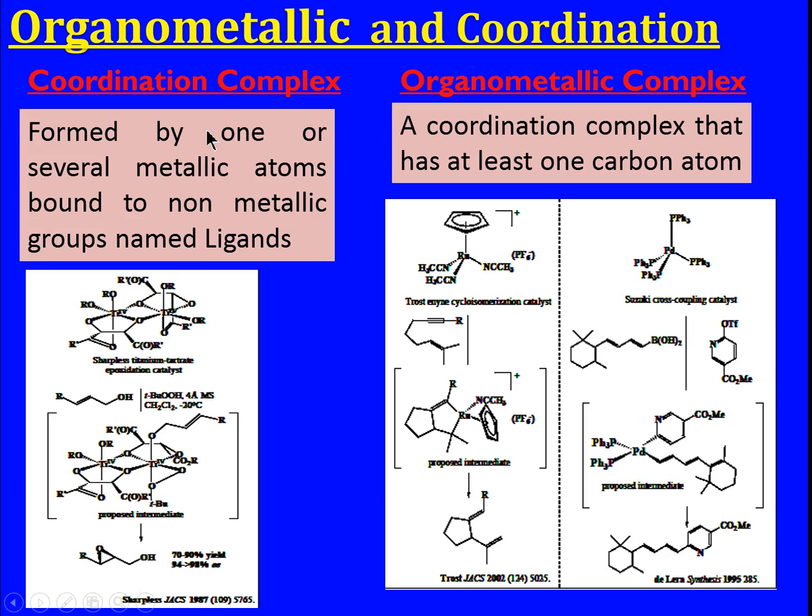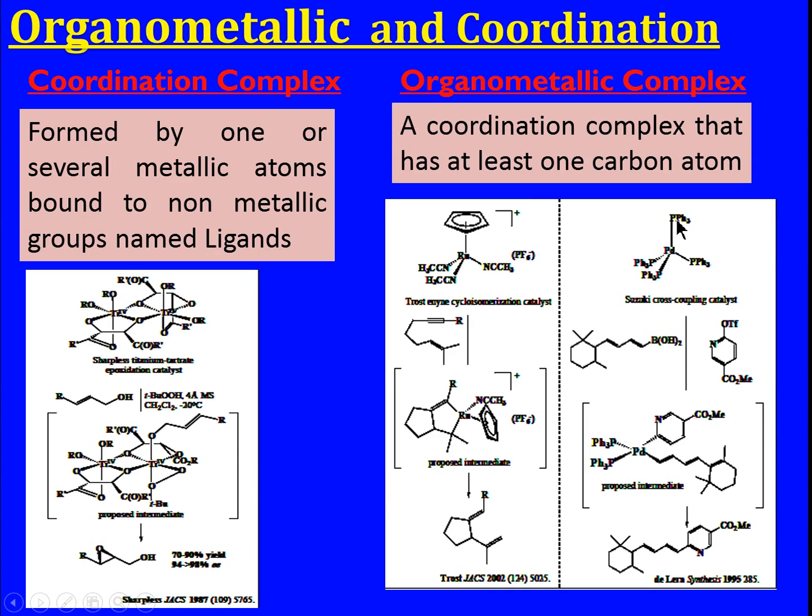If I take, for example, this complex, I have a metal center that is bound to oxygen ligands. So this is a coordination complex. In this complex, we have ruthenium bound to nitrogen, and ruthenium is bound to cyclopentadienyl. So we have an M-C bond, and this is organometallic.